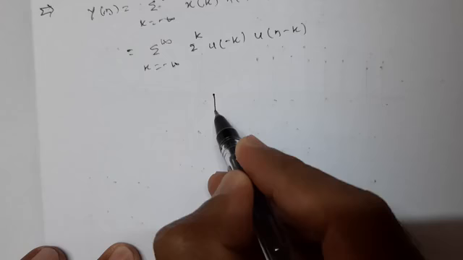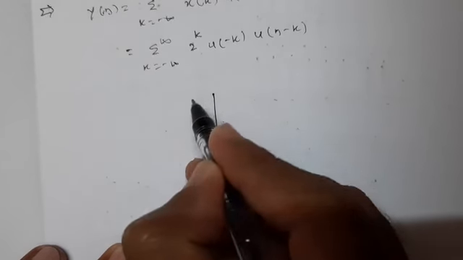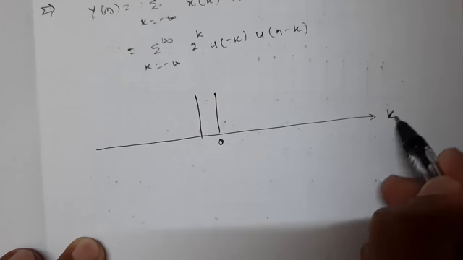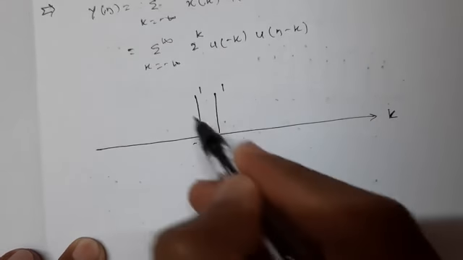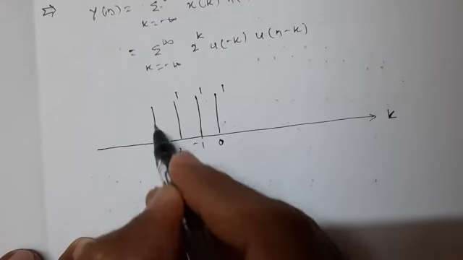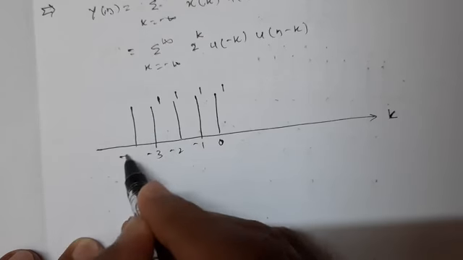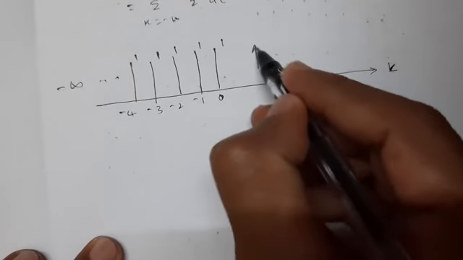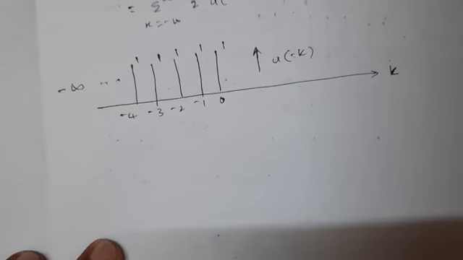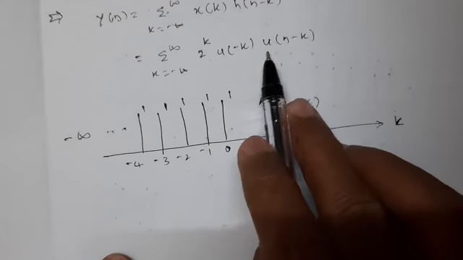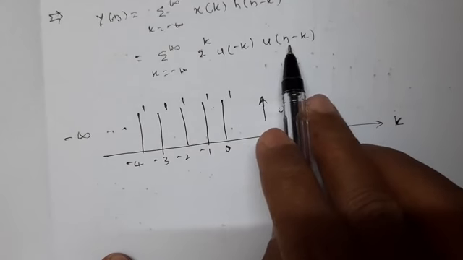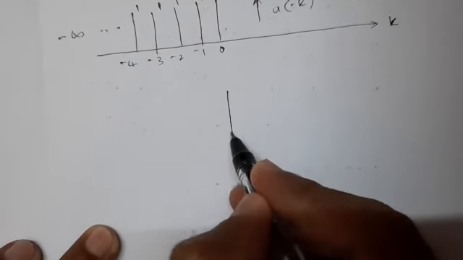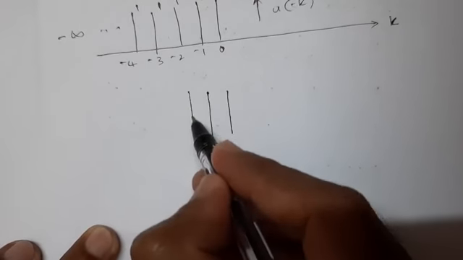u of minus k. Now your signal starts at 0. If this is the axis, at minus 1, minus 2, minus 3, minus 4 and so on till minus infinity. This is your u of minus k. Now what do you want? You want u of n minus k, that is u of minus k plus n. Now try to draw again u of minus k but shifted by n.